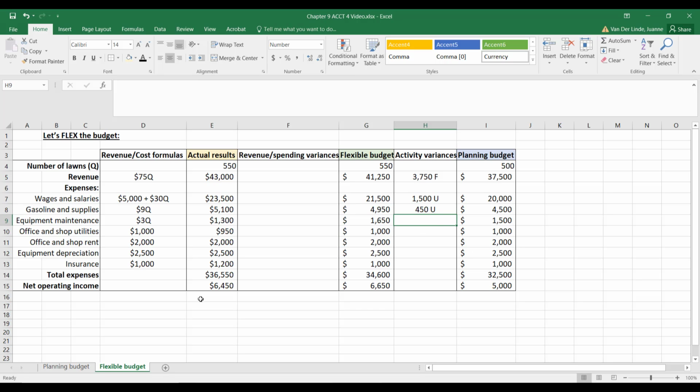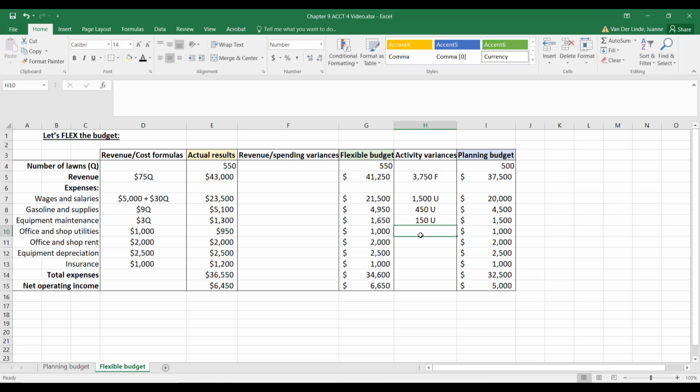Now let's do the same here for equipment maintenance. So we should have spent $1,650 based on that cost formula and our actual activity, but we only planned for $1,500 because we only thought we were going to have to mow 500 lawns. So we can see here there's a $150 activity variance. Is that favorable or unfavorable? Unfavorable, once again, simply because of the higher level of activity, and it's a strictly variable cost, and the higher the activity, the higher the variable cost.